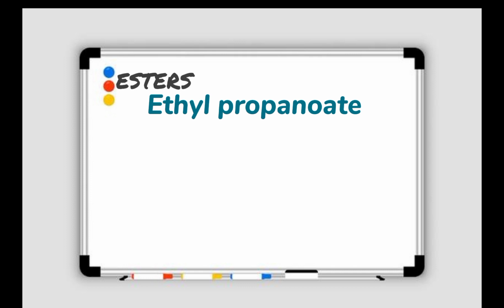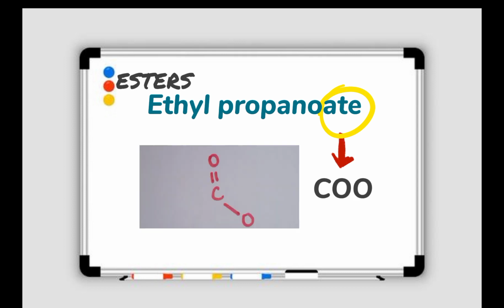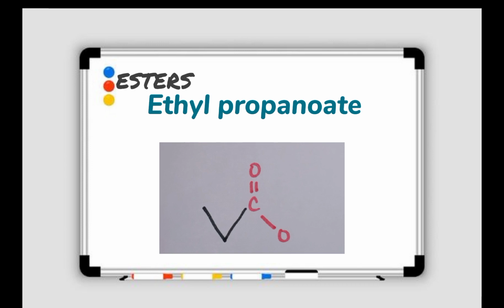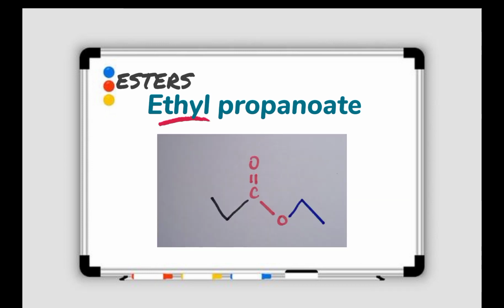Now, let us try to draw the structure for ethyl propanoate. The "ate" here tells us that we have the functional group COO. Now, let us work on the parent chain. The parent chain is from the carboxylic acid, so the "prop" here means there are 3 carbons in the parent chain. The ethyl here, which is attached to the oxygen, is our substituent. So, we have here the structure of ethyl propanoate.